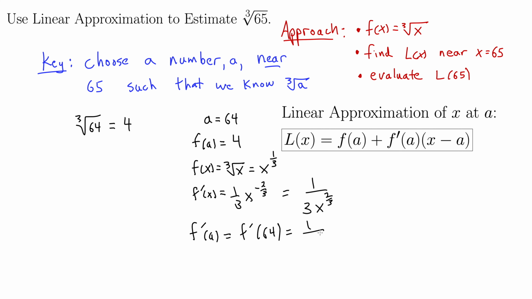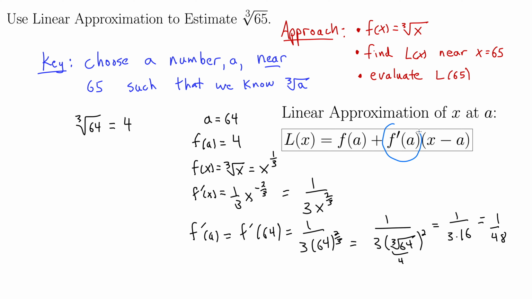Well, that's 1/3 times 64 to the 2/3 power, which we can think of as 1/3 times the cubed root of 64 quantity squared. Well, the cubed root of 64 is 4, squared is 16, so that's 1/3 times 16, which is 1/48. So that gives us our derivative here, which is the slope of our linear approximation.